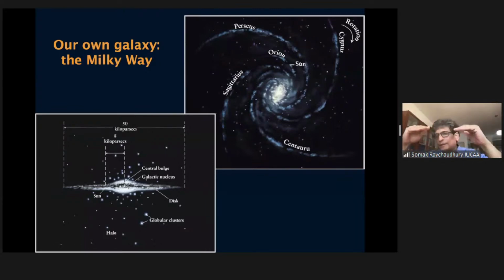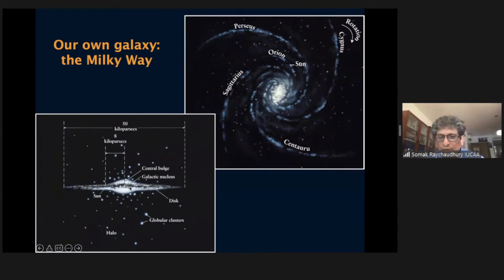flat. As I said, 75% of all galaxies are flat, like a chapati. They have a little bulge in the middle, also like a chapati. And so we are a planet around a star, which is nowhere near the center, 8 kiloparsecs away. That's 25,000 light years away from the center. The entire size of the galaxy is 50 kiloparsecs, which you can work out is 150,000 light years.